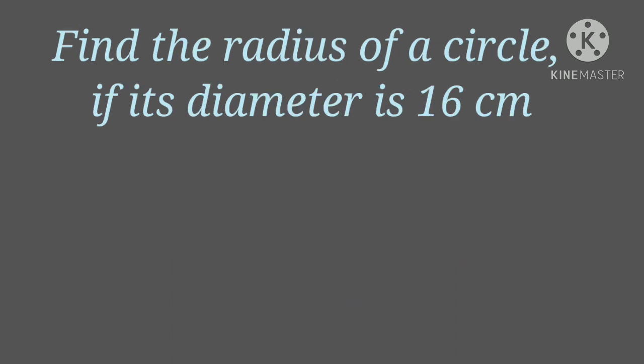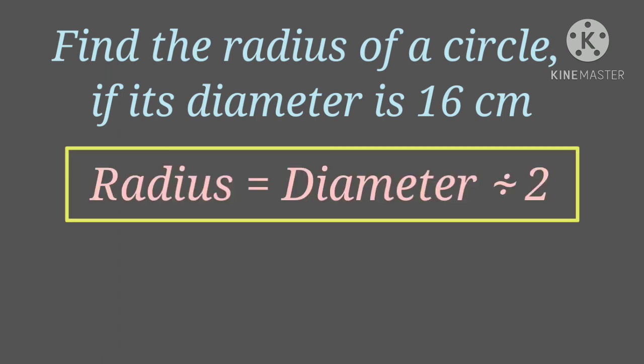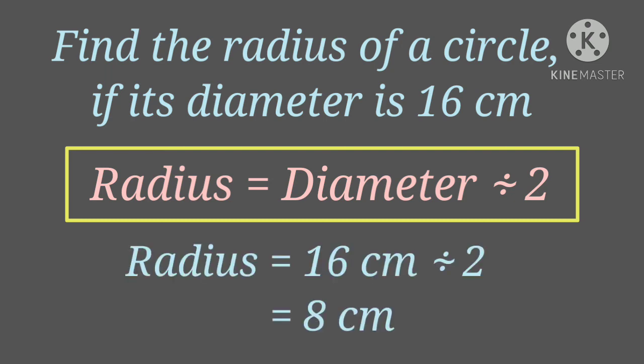Next question. Find the radius of a circle if its diameter is 16 centimeter. Diameter is given as 16 centimeter and we have to find the radius. We know that radius is half the diameter. So we write radius is equal to diameter divided by 2. So radius is equal to 16 centimeter divided by 2. Answer is 8 centimeter.